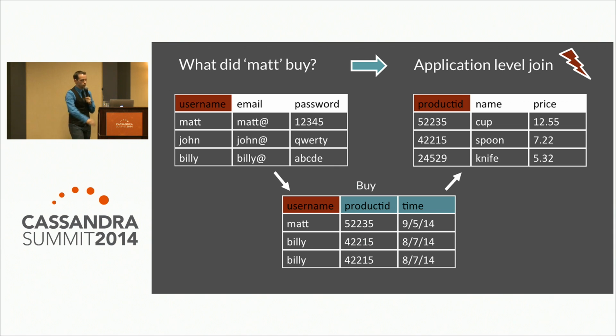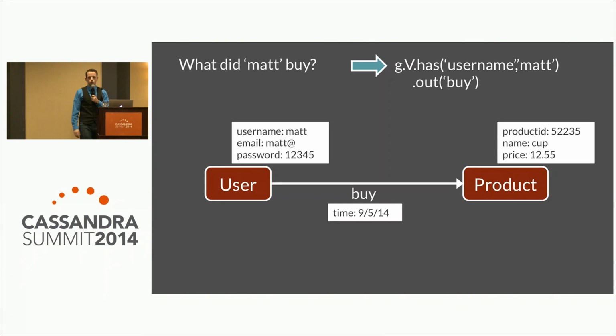In Titan, what you can do is, well, we have a graph query language, so you can just use that query language. You can say g, which stands for the graph, V, give me all vertices with the username Matt, and then you do an out, so you walk the graph in the out direction along the buy edge, and you get all the things that Matt bought, right? Very simple. A query language that makes joins a lot less painful.